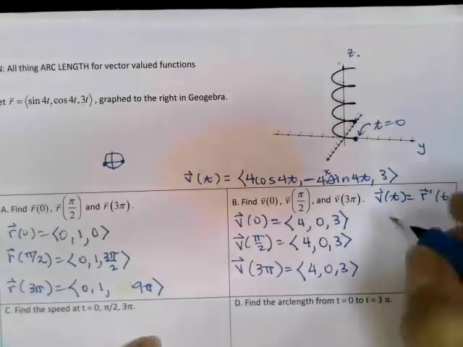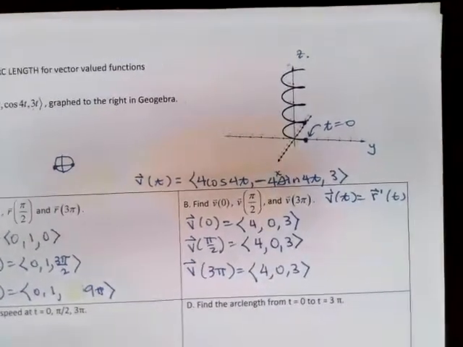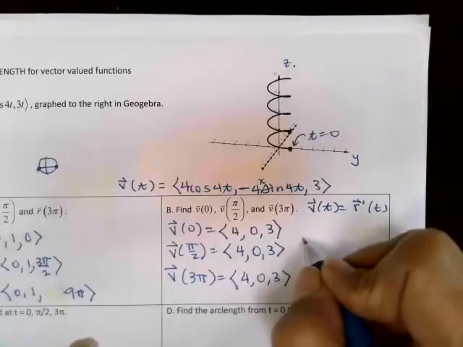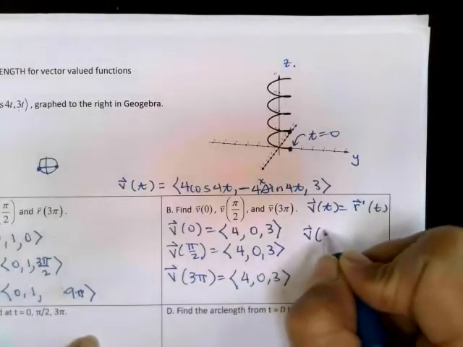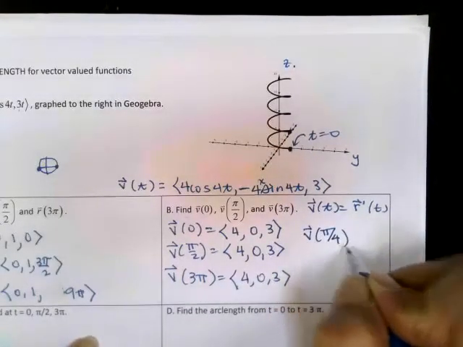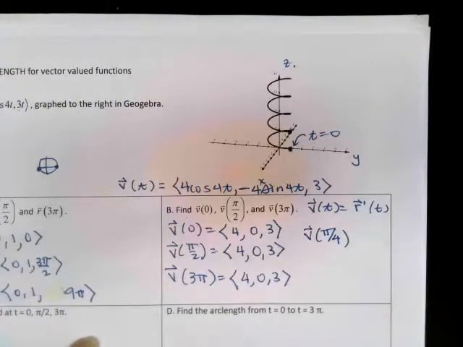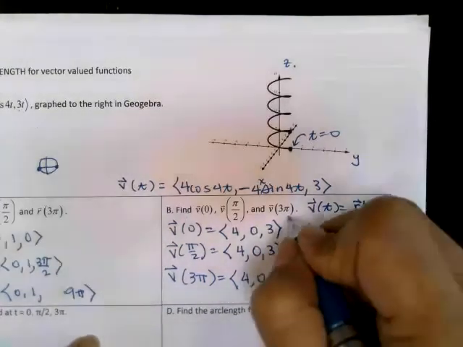Okay. What if we would have done, just so that they're not all the same, I'm going to toss in a whole new one here. Let's just find v at pi fourths, just to mix things up. Okay? So v at pi fourths.